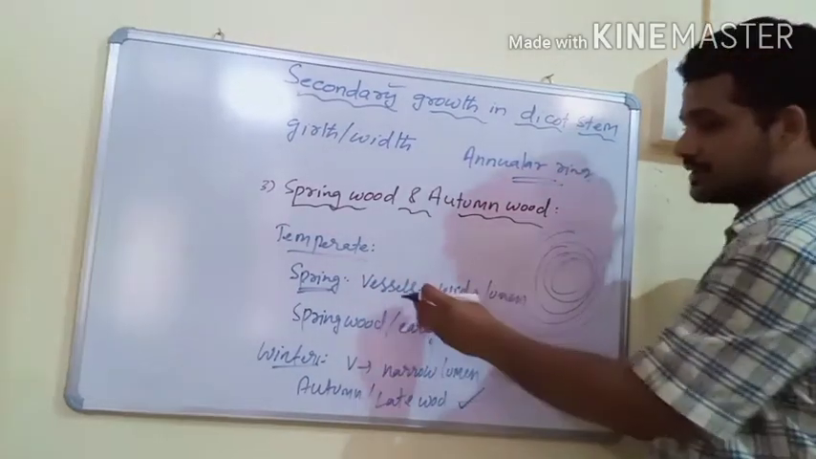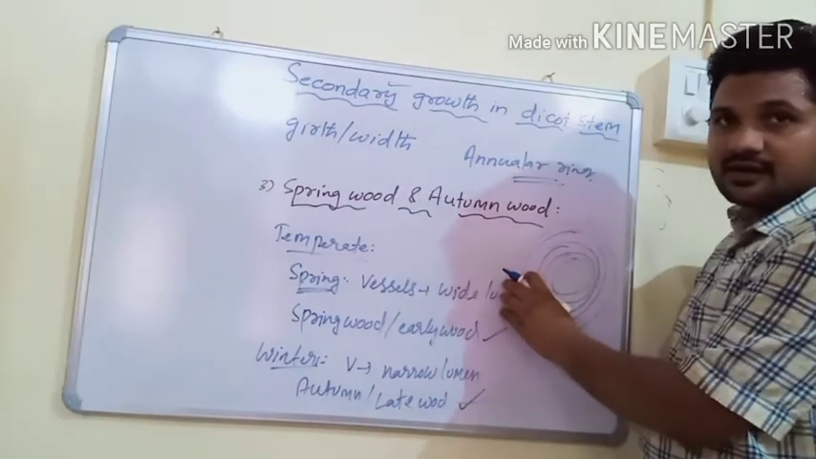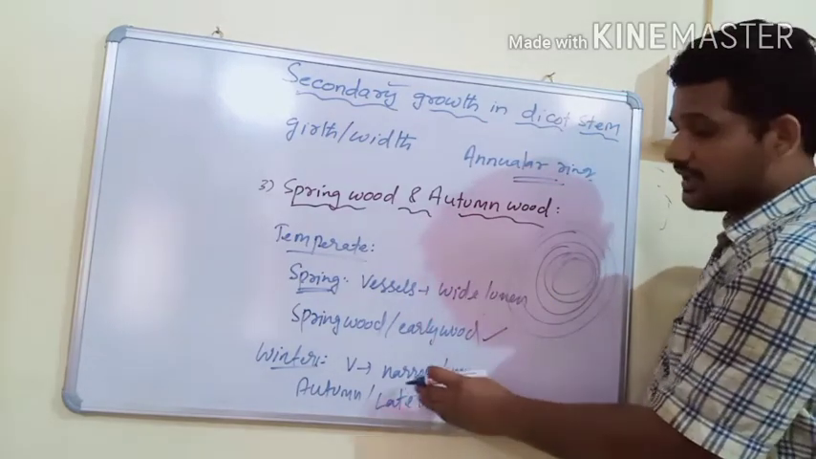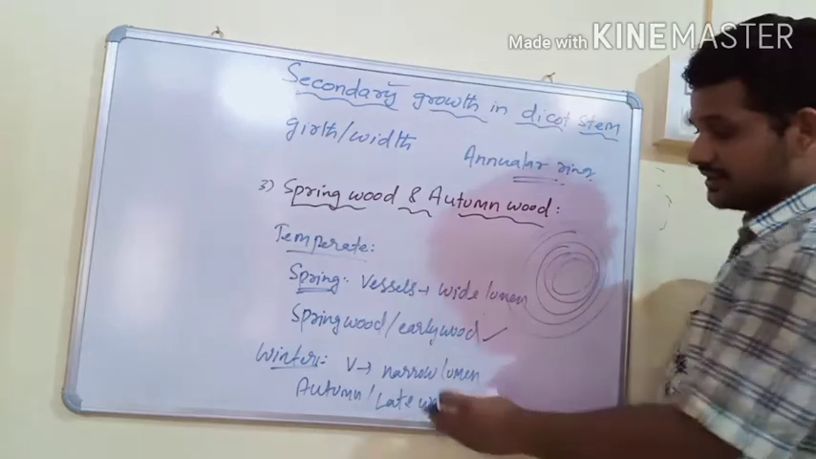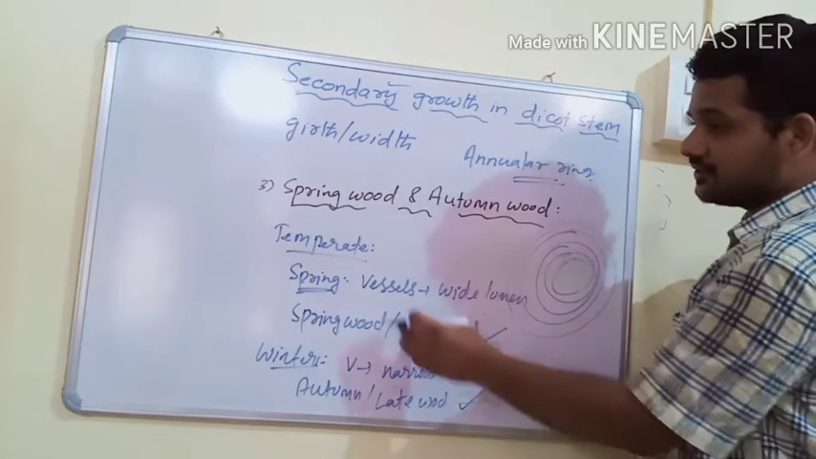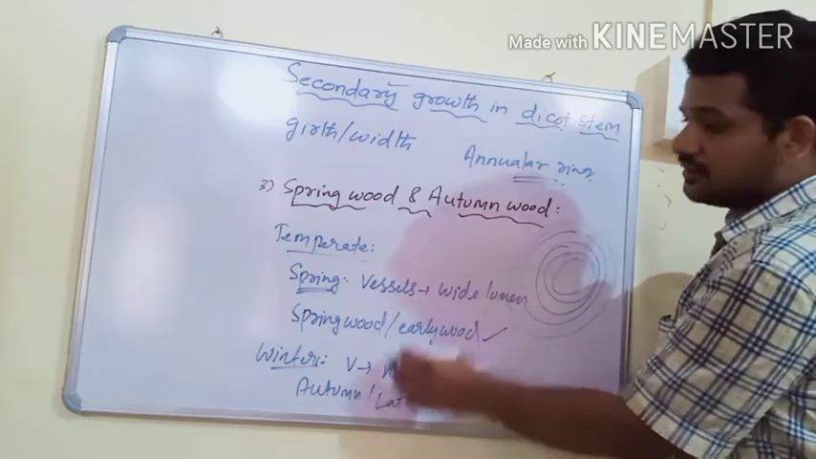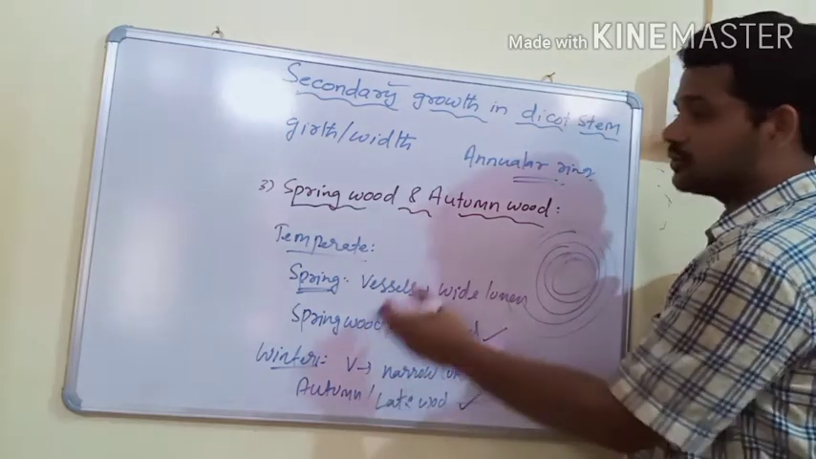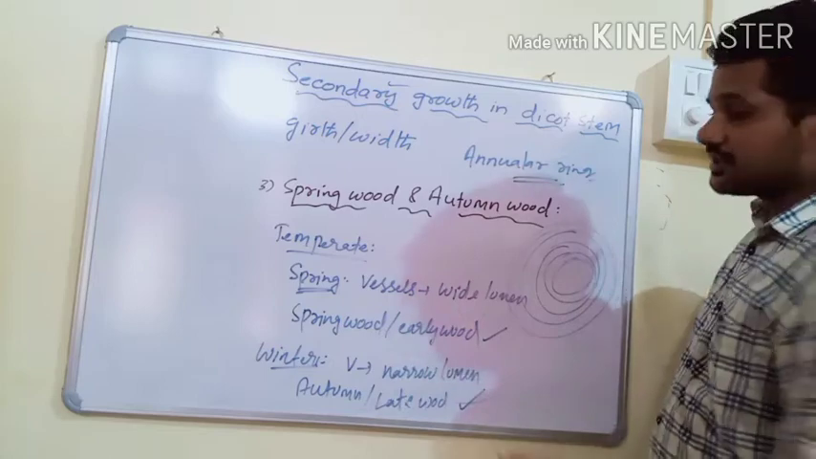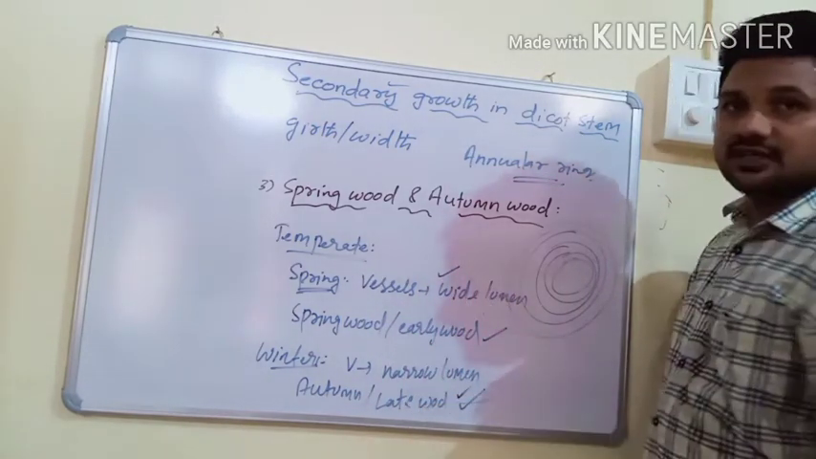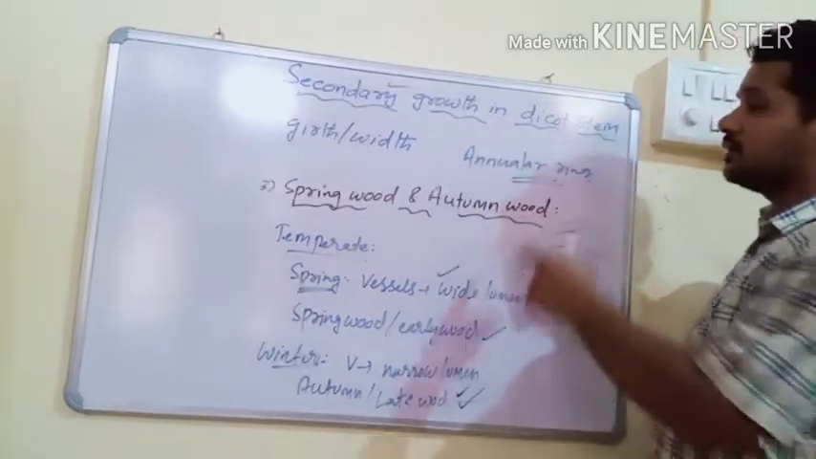And here spring wood is lighter in color and has low density, and autumn wood is dark in color and has high density. The transition from spring wood to autumn wood is slow and continuous, but from autumn to spring it is sudden. So spring wood has low density and is lighter in color, autumn wood has high density and is darker in color, but both are collectively known as annular ring.